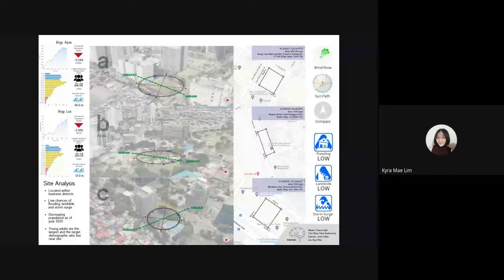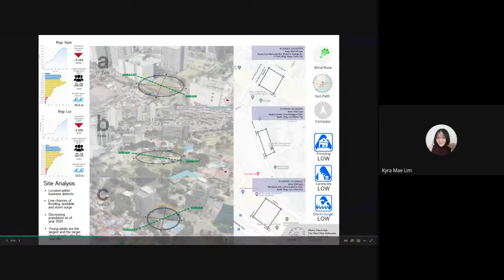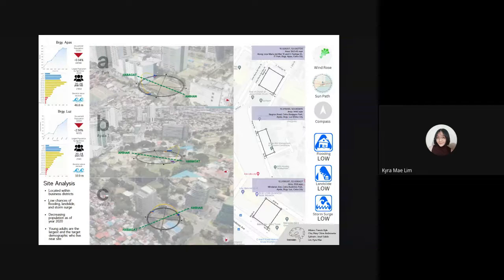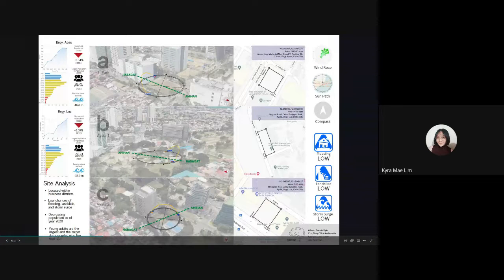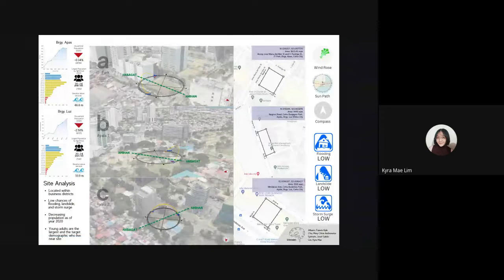So the following are characteristics common to all three of the sites. All are located within well-established and thriving business districts. The next thing we notice is that all three have low chances of flooding, landslide, or storm surges occurring because they are located away from the coastal areas. Another thing we noticed is that both Barangay Apas and Barangay Luz have decreased slightly in their population by 0.34% and 2.58% respectively in the year 2020.